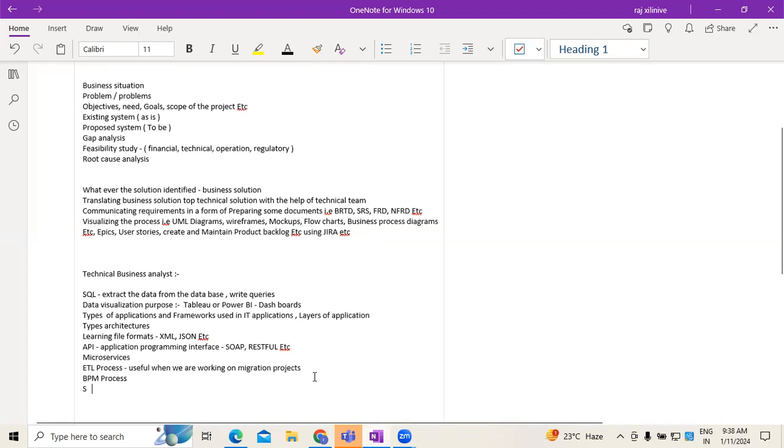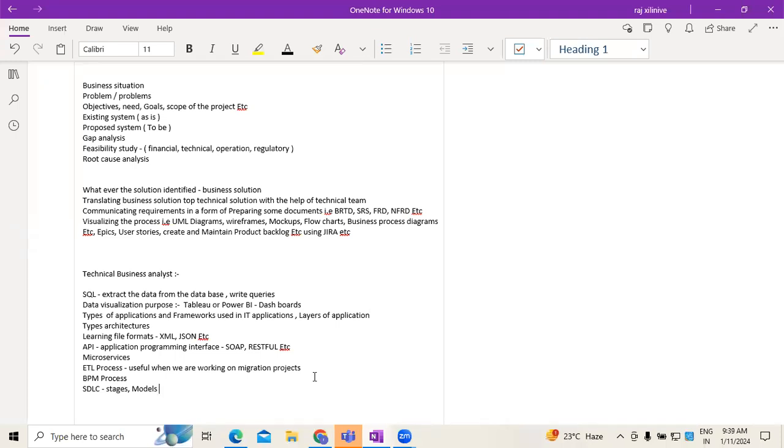Next, the SDLC process. You need to have knowledge of the SDLC process, followed by the SDLC models like waterfall, V model, and agile. In agile, some people may ask about Kanban, some about Scrum, because the Scrum process is different from Kanban. The majority use Scrum and some use Kanban. These are the different models and stages we must be good with.